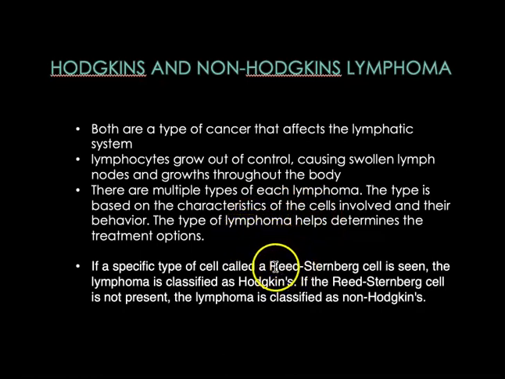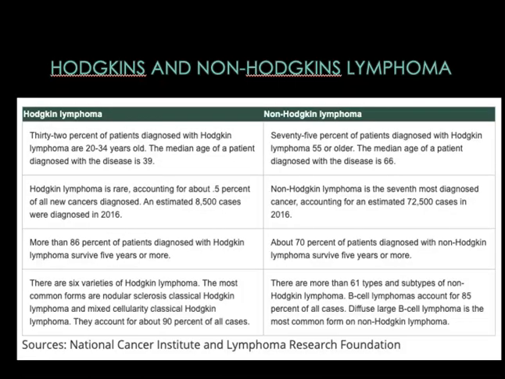You have to have this special type of cell called a Reed-Sternberg cell for it to get the classification of Hodgkin's lymphoma. If that is not present, it's classified as non-Hodgkin's. Okay, so you don't need to memorize this chart. I'm just letting you know the differences just for your awareness between Hodgkin's and non-Hodgkin's. Non-Hodgkin's is fairly common, whereas the Hodgkin's variant is pretty rare.